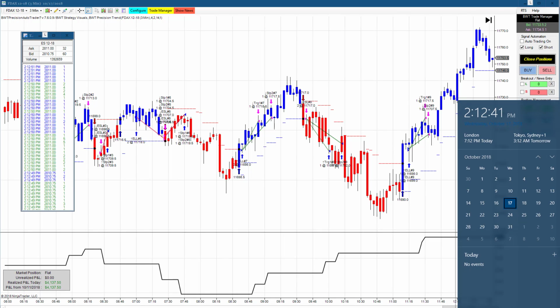Hello everyone, today is Wednesday, October 17th. It's 2:12 p.m. Eastern Standard Time. You can see my computer clock on my right, and on my left is the time and sales. The E-mini S&P trading at 2811.50.